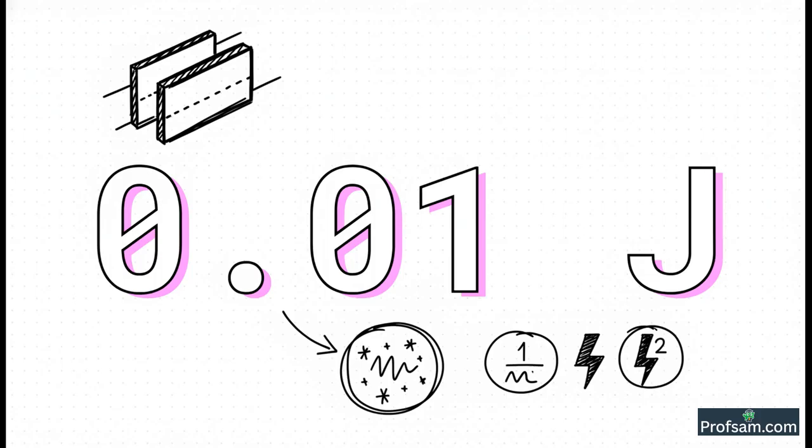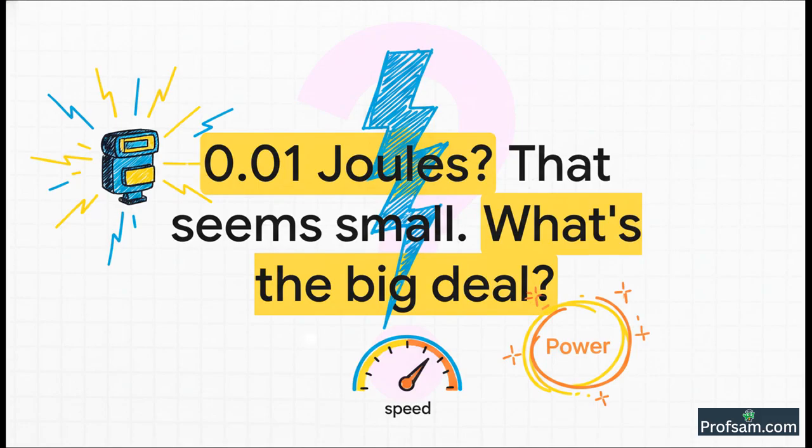It's a simple calculation. But now you might be thinking, hey, 0.01 joules, that's a tiny amount of energy. And you're right. But remember our camera flash? The secret is not the amount of energy, but the speed at which it's released. A capacitor can dump all of this energy in maybe 1,000th of a second. And energy released per unit time is power. That's what creates that massive, powerful flash.